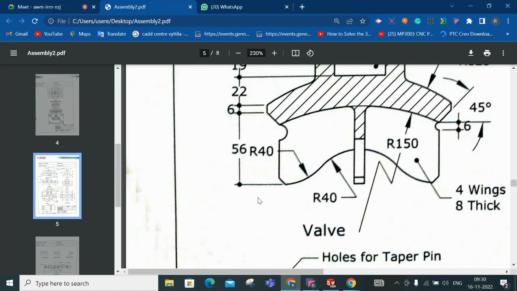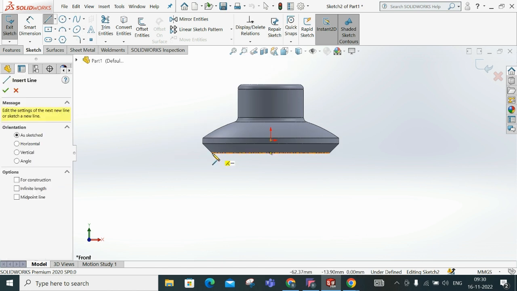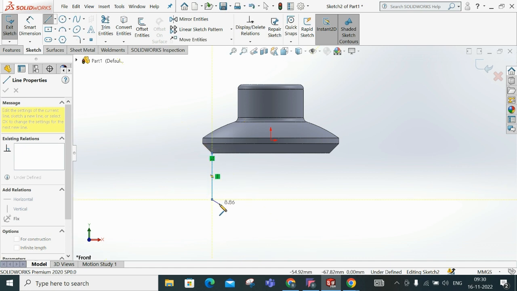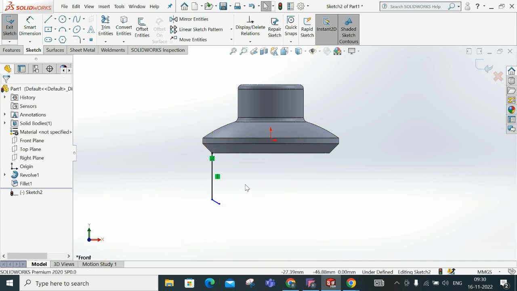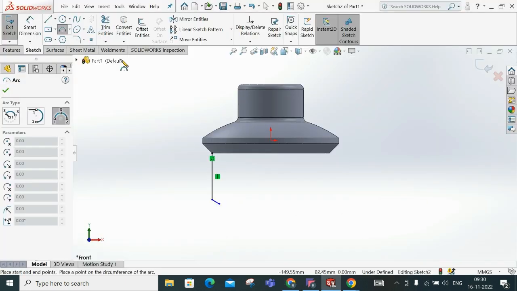And you see it's starting from this endpoint. Go to sketch, select this line, select this endpoint, move the chamfer, then select that arc. I'm selecting 3 point arc and drawing an arc from here to almost here. It's like this, right?